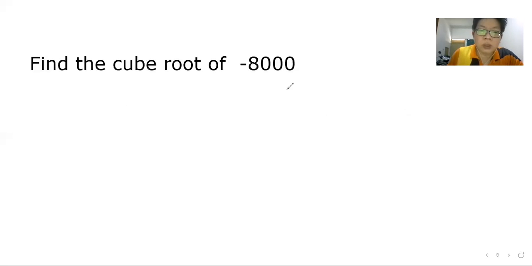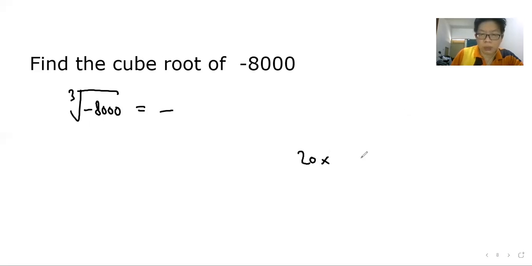How about the cube root of negative 8,000? For the sign, we know that the cube root of a negative number must be negative. 8,000 is quite easy because we know that 20 times 20 times 20 is equal to 8,000. So the result is negative 20.